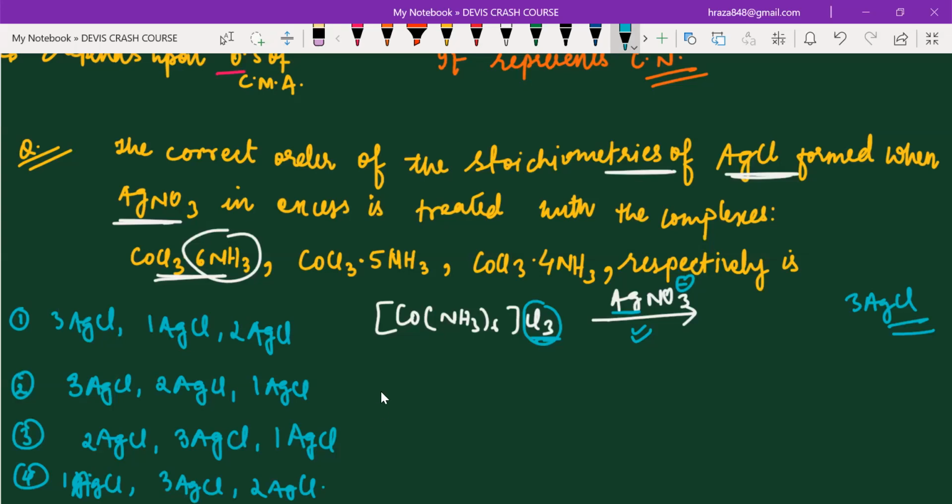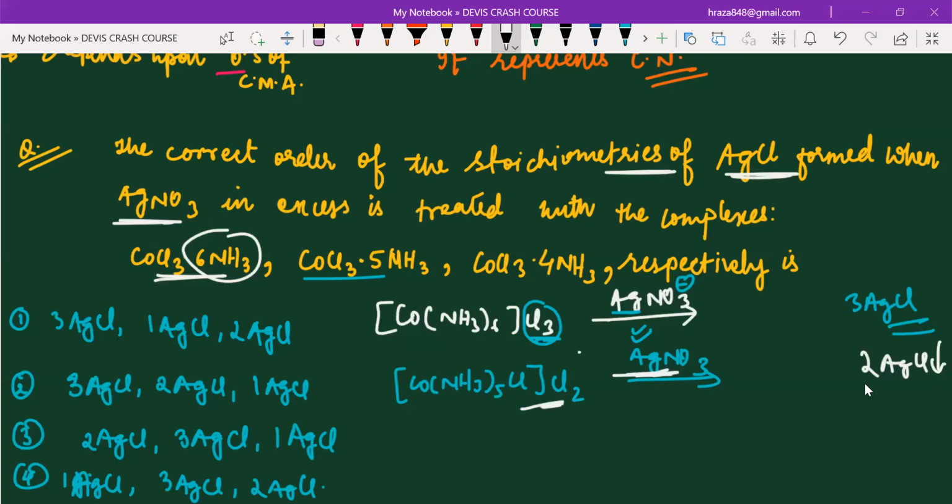Now the next one, [Co(NH3)5], but cobalt makes 6 bonds, so it requires 6 ligands. So one of the Cl will come inside and two of the Cl go outside. Again, you react this with AgNO3, which is in excess. It will be 2 AgCl because there are only 2 Cl outside. So 2 Ag will come here and form the precipitate 2 AgCl. Are you getting my point?